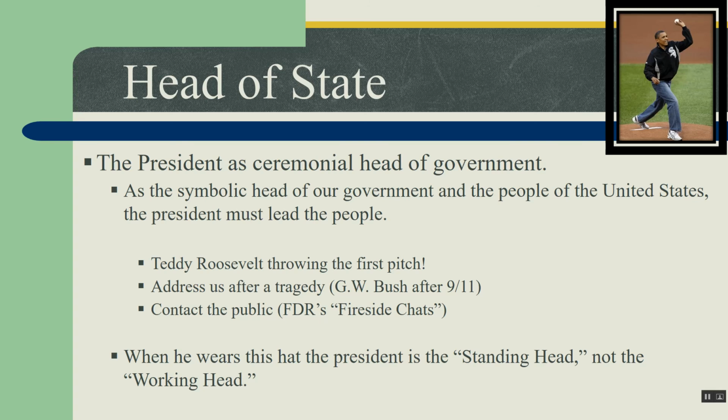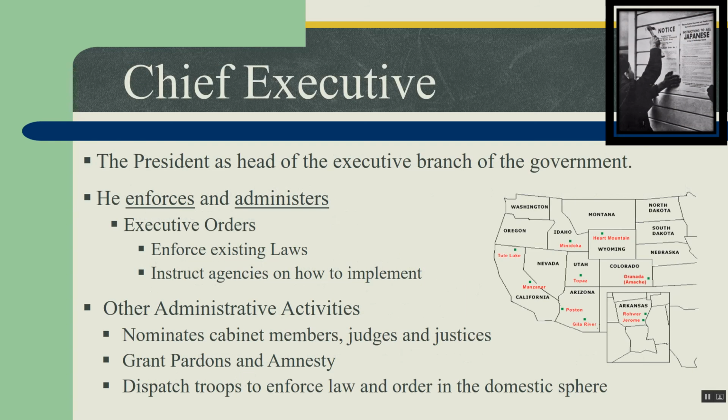You can contrast the president's role as head of state with his role as chief executive by understanding that the head of state is the symbolic figurehead or standing head of government, whereas the chief executive might be thought of as the acting head of government. Chief executive is the role that the president fulfills when he uses his position as the head of the executive branch to administrate our country by enforcing and executing the law. And there are a number of different ways in which a president might go about serving as chief executive, or in other words, there are a number of different ways that a president might administrate the law.